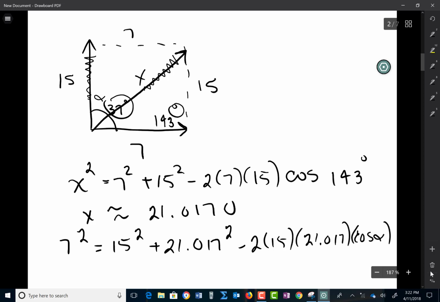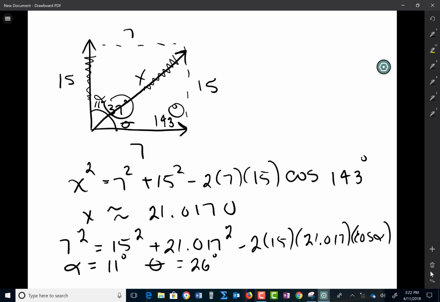When I put it on my calculator, my angle ended up being 11 degrees. And if that's 11 degrees and the whole angle's 37, then the other angle that they wanted, you would just say 37 minus 11, and I called that one theta. And I got that theta was around 26 degrees. So that was that one. Let's see, number 3. Let me find my page for number 3.